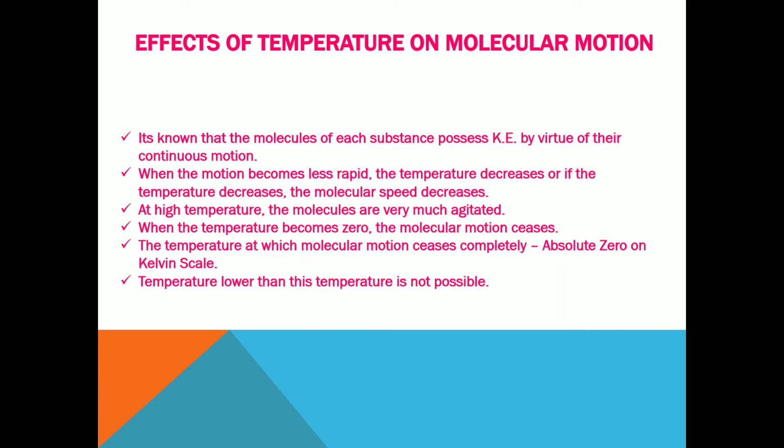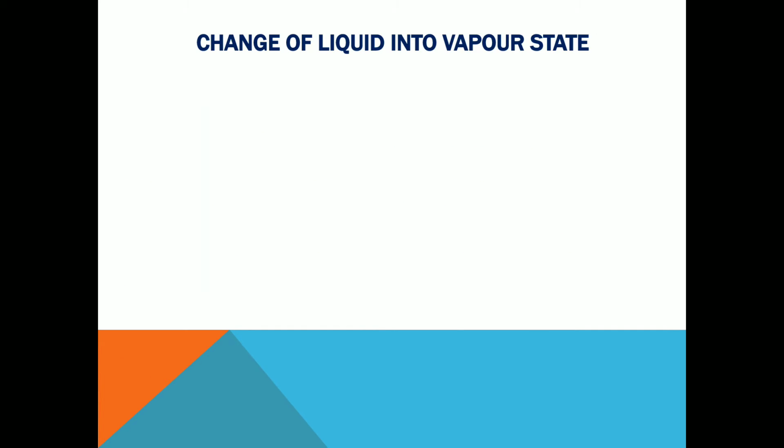At high temperature the molecules are very much agitated, they move very fast, and so their kinetic energy also increases. When the temperature becomes zero, the molecular motion ceases. The molecules do not move. The temperature at which the molecular motion ceases completely, when it stops all motion, is known as absolute zero on the Kelvin scale. A temperature lower than absolute zero is not possible.